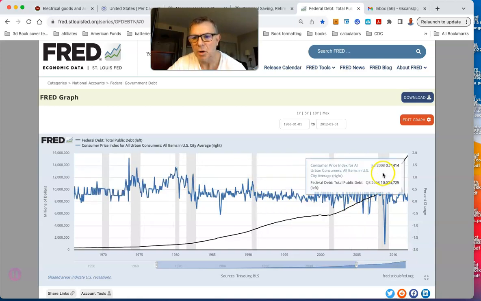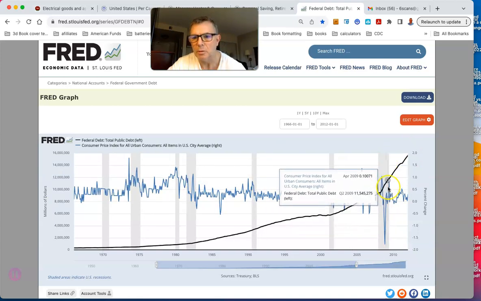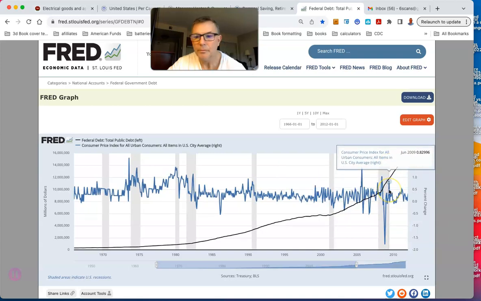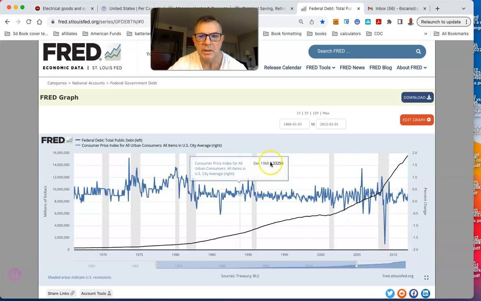Then we go here. Look at this dollar crashing with all that debt. Whoa. CPI was nothing in June of 2011. 31 basis points in August of 2011. But look at all that. Wait. Right there, the highest it was is 0.82 in June of 2009. Okay, yeah, that's kind of weird, isn't it?